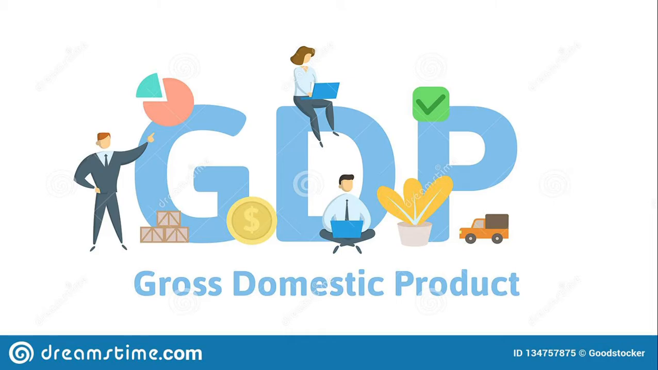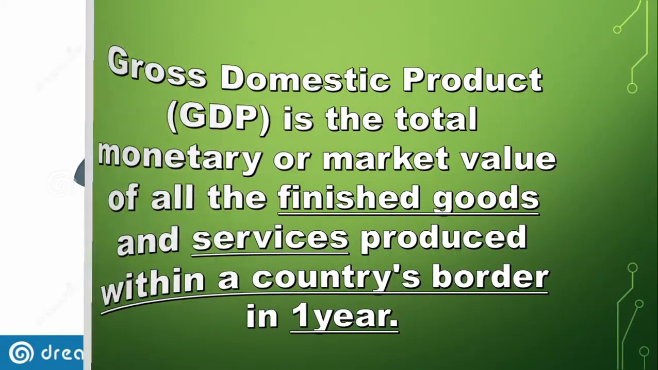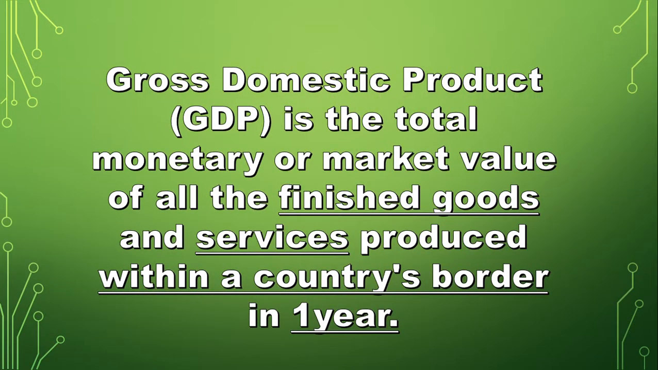GDP means gross domestic product. Gross domestic product. So you can see here domestic means inside the country, related to the country. Now let us move forward. Look at the definition of gross domestic product. Gross domestic product is the total monetary or market value of all the finished goods and services produced within a country's border in 1 year.